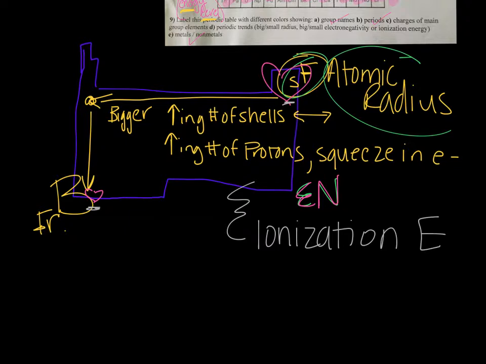Francium has a whole lot of shells, right? A whole lot of energy levels. So it's huge, okay, with a little nucleus right here. So the communication between the nucleus and an outside little electron is very small.